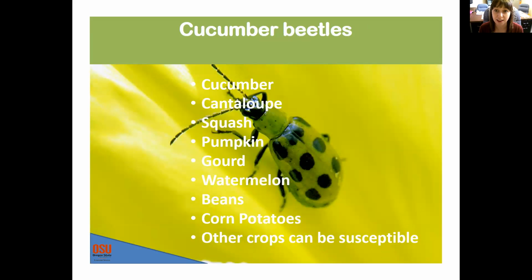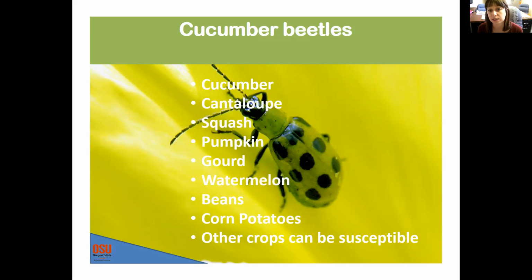Cucumber beetles have a lot of victims in the vegetable and fruit family. Cucumber, cantaloupe, squash, pumpkins, any type of gourds, watermelon, beans, corn, potatoes. That should be two lines. There's no such thing as corn-potatoes. And many other crops can be susceptible. So cucumber beetles are another big pest.